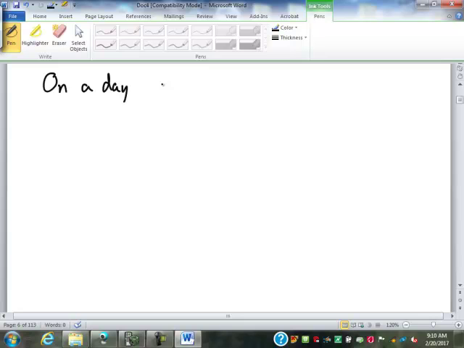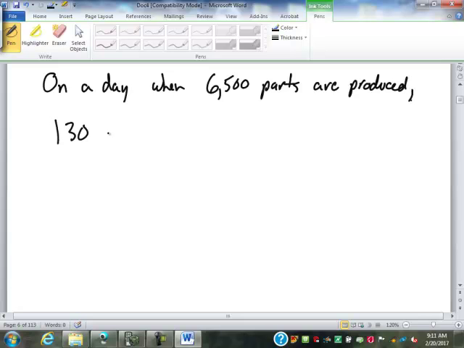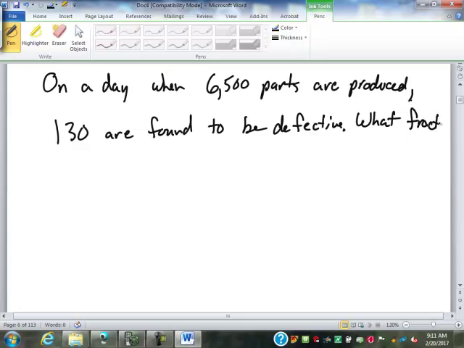On a day when 6,500 parts are produced, 130 are found to be defective. What fraction are defective?